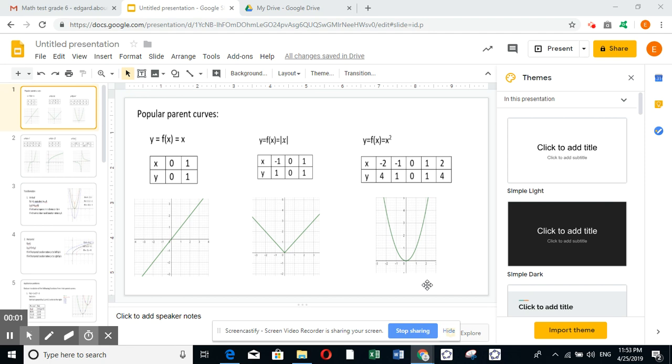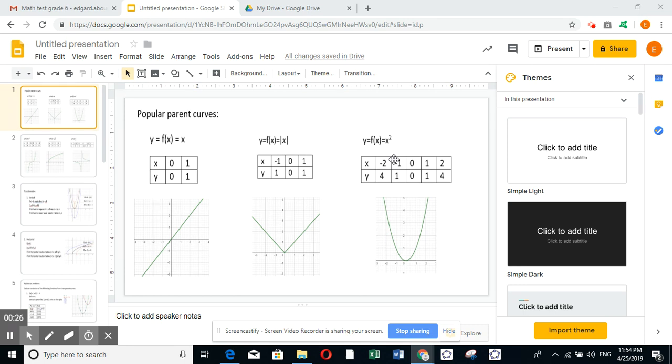Our study today is about translation. First of all, before we start, I'm going to talk about the popular parent curves. Parent curve is the initial curve. We have y equal to x, which is a straight line. If x is 0, y is 0, x is 1, y is 1. Absolute value of x: if x is minus 1, y is 1. If x is 0, y is 0. If x is 1, y is 1. You have a V shape.